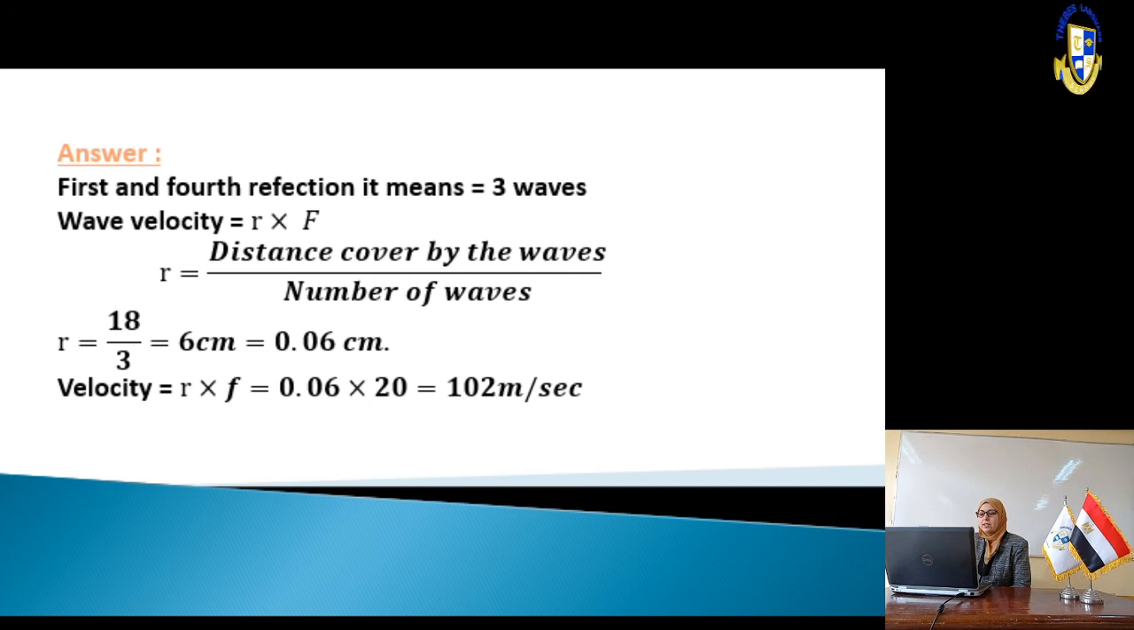So the wave velocity equals λ multiplied by F. λ here equals distance covered by the wave over number of waves. So λ equals 18 over 3 equals 6 centimeters equals 0.06 meter. So the velocity equals λ multiplied by F equals 0.06 multiplied by 20 equals 1.2 meters per second. Thank you.